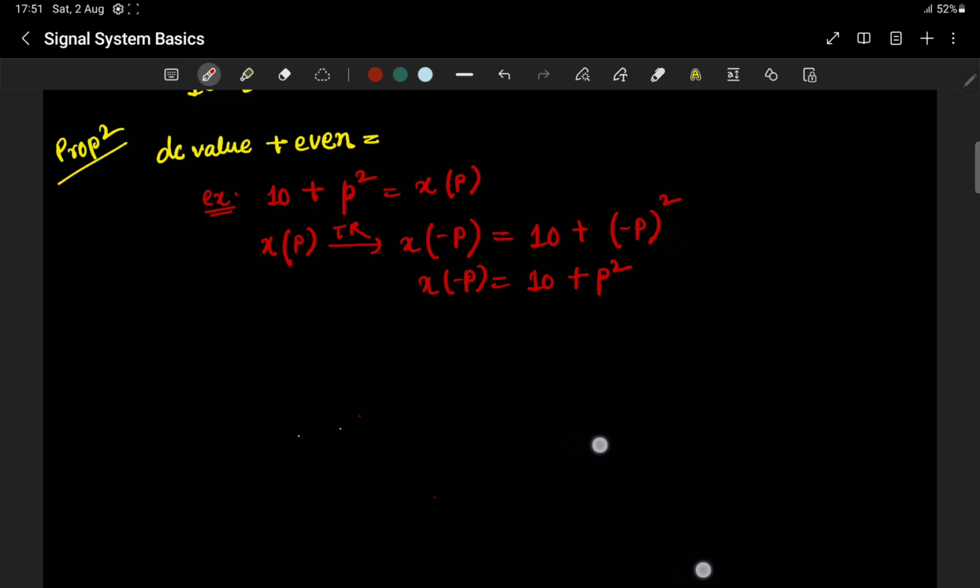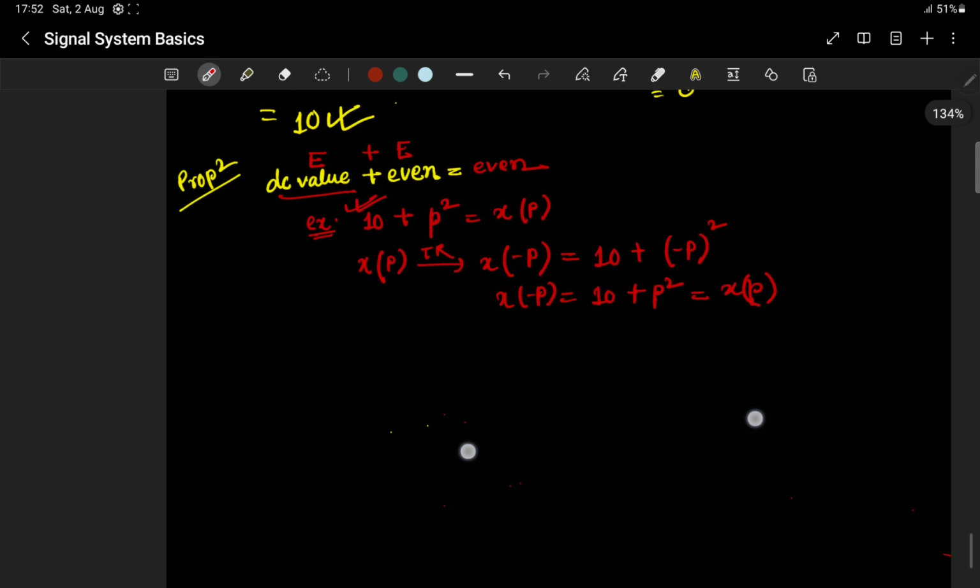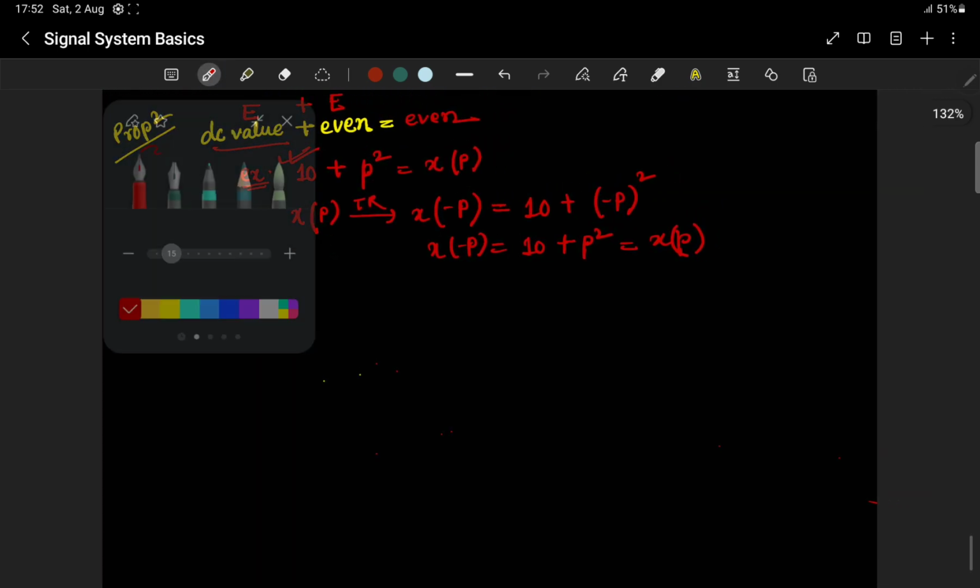Simple. So this is our identical signal, right? So this is our x(t). That means what do you get from here? When we add any DC value which is even in form, and we add an even signal with it, we get an even signal. This is one property. Let me take another property for you.